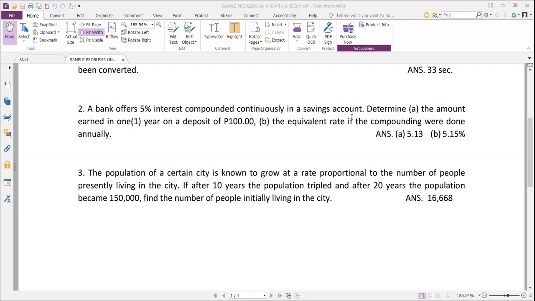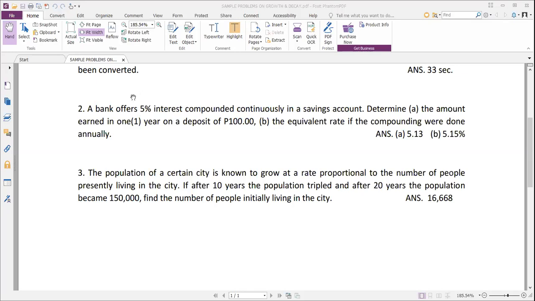Now, whenever a problem concerns money or anything that was placed as a principal to earn interest, if the phrase that was used in the problem is compounded continuously, you can treat it as a growth problem. So meaning you can apply the principle of growth problem in DE. But if the problem says compounded annually, compounded semi-annually, compounded quarterly, you cannot anymore apply the principle of growth. Only when the phrase is limited to compounded continuously.